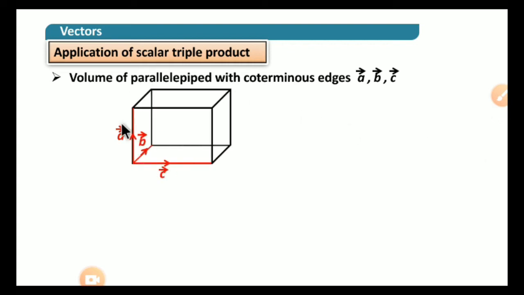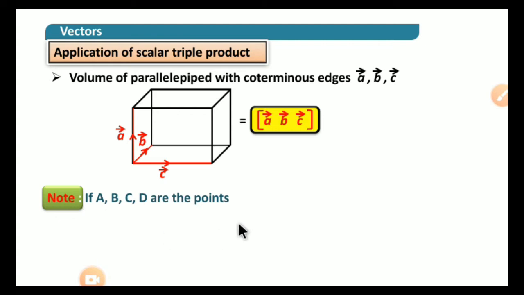See here, this is a parallelepiped. Parallelepiped means it is in the shape of here, that is a parallelepiped. Here with coterminous edges means A, B, C. Here we have all in this parallelepiped shape. Then its volume is equal to the box product of vectors A, B, C.